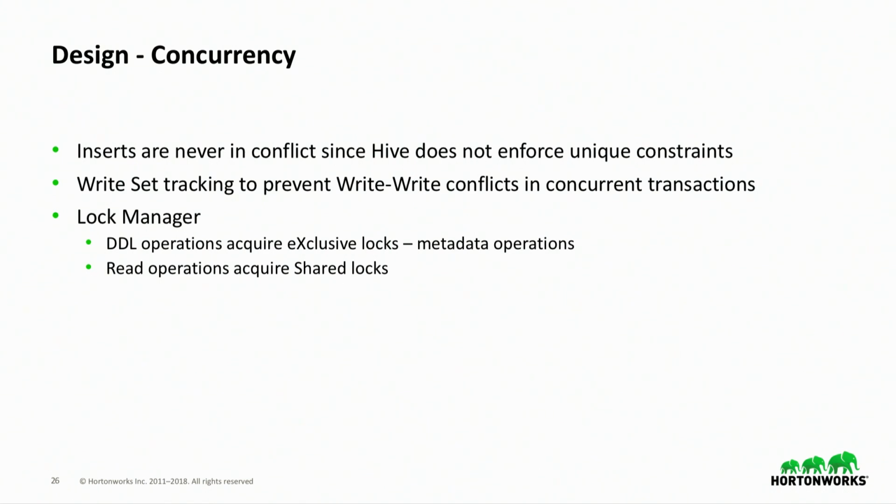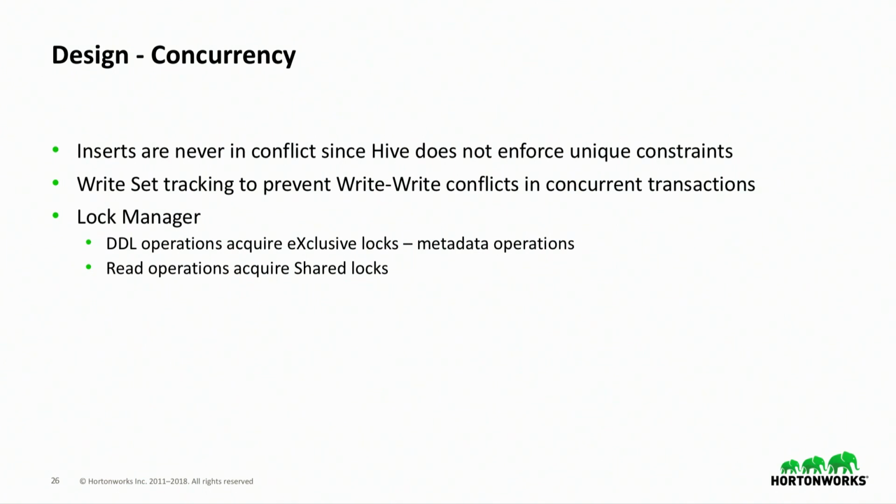For updates, to prevent a lost update problem where two different transactions update the same row concurrently, a write set tracking mechanism is used. What that means is that every transaction keeps track of the set of data that it updated, and at commit time, it compares its own write set with the write sets of all other transactions that overlap with it and have already committed. If it finds that it updated the same data as somebody else, that transaction cannot commit. So it's by definition an optimistic concurrency strategy.